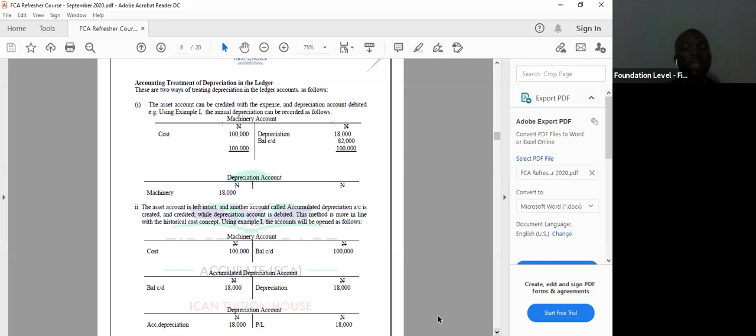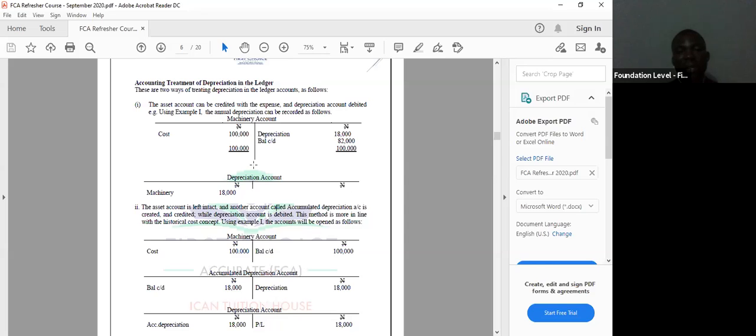So the first method says that the asset account can be credited with the expense and depreciation account debited, e.g., using example number 1 as example. So they ask us to use example 1. Example 1 is the one that talks about the straight-line method. The cost of the asset is 100, the residual value is 10. So I have to use that. So now if you want to use that, the first thing is you have to start with machinery account. So you open machinery account, you open depreciation account.